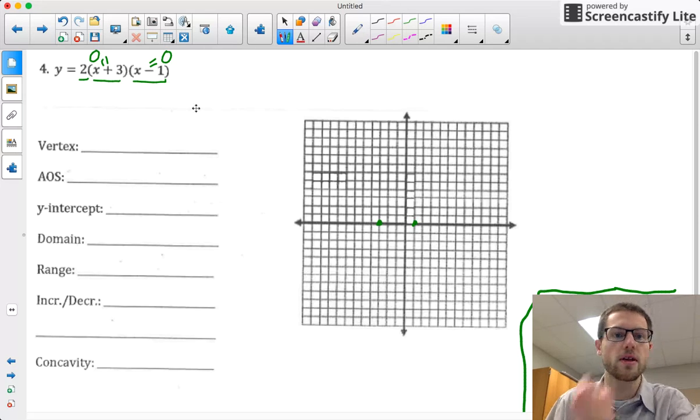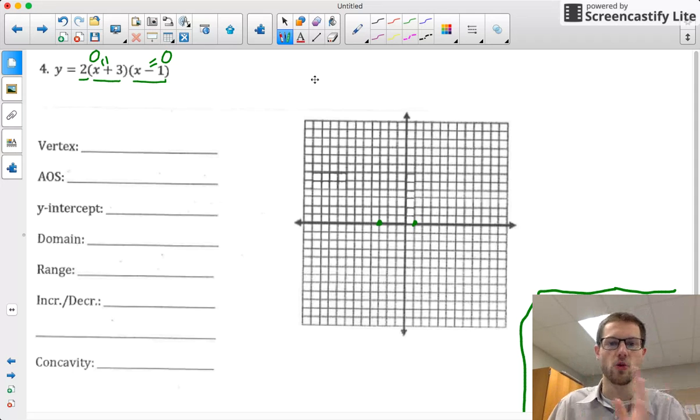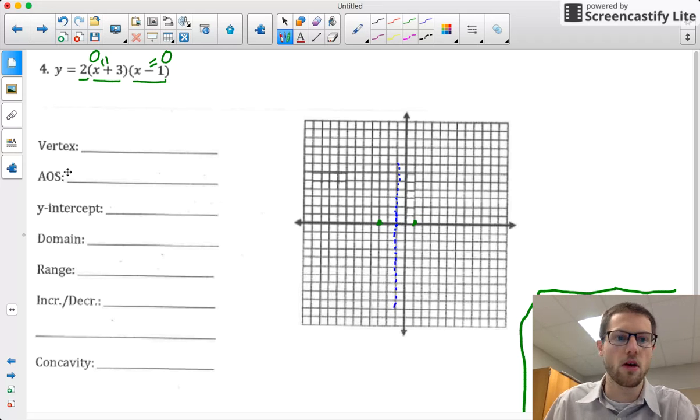And then the next part is to find the vertex. I'm going to need to find what my midpoint is between these two roots. Since the axis of symmetry is always smack dab in the middle, I can kind of eyeball this thing. It looks like right at negative 1 is my axis of symmetry. So I can even write this as x equals negative 1. Or I could algebraically figure that out too.